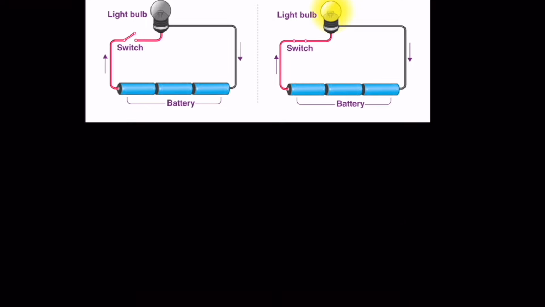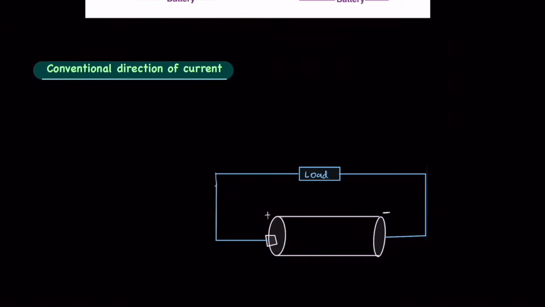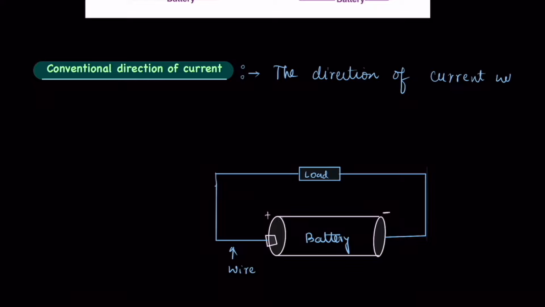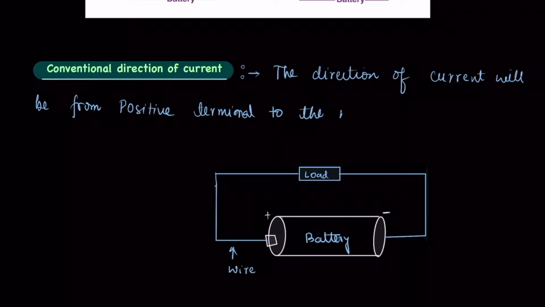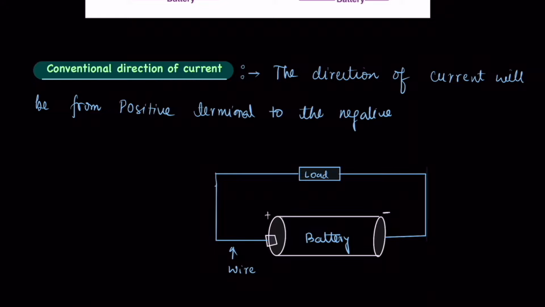Now I will explain the conventional direction of current. As you see in this figure, we have a battery, and the battery has two terminals, a positive and a negative terminal. The conventional direction of current says that the direction of current will be from the positive terminal to the negative terminal of the battery.